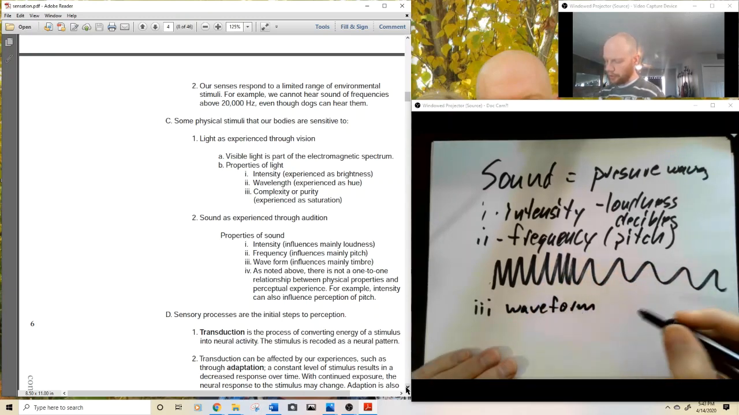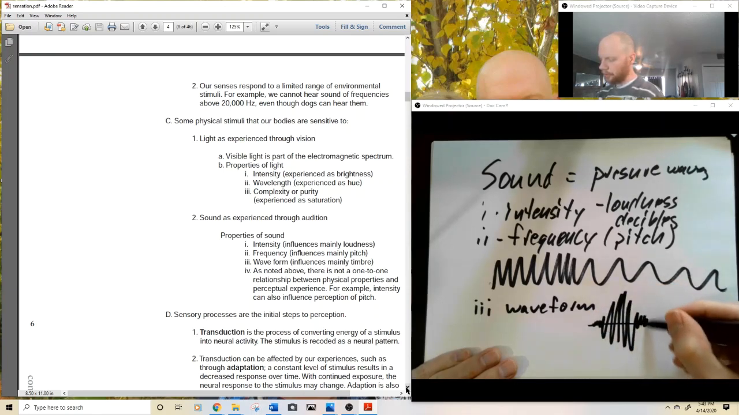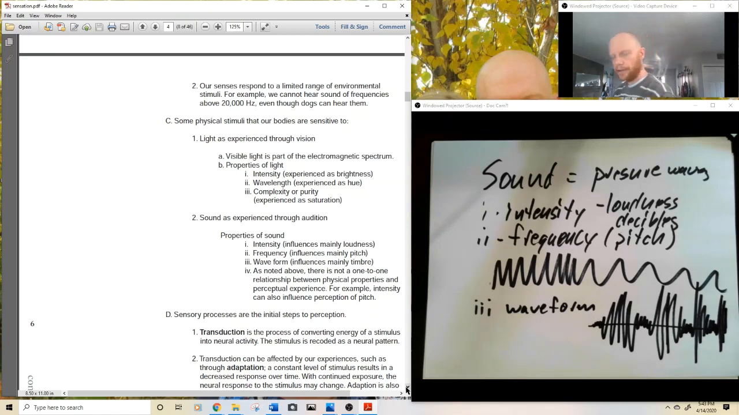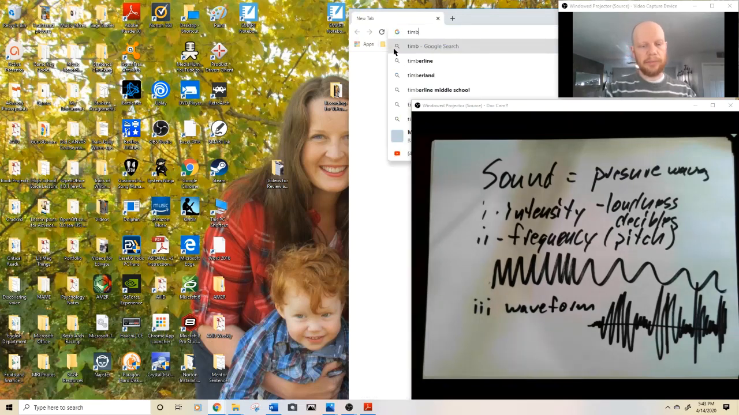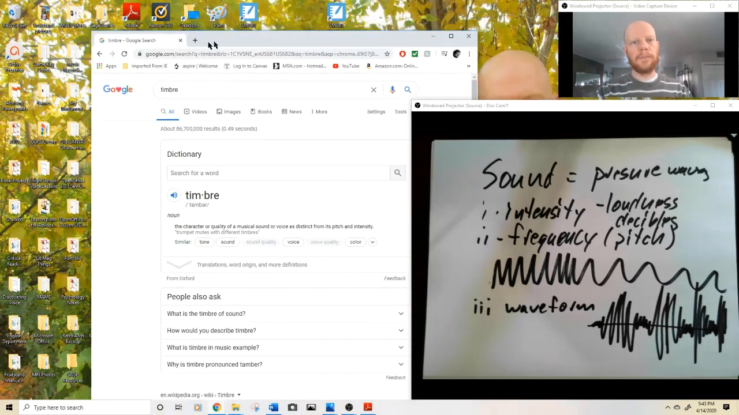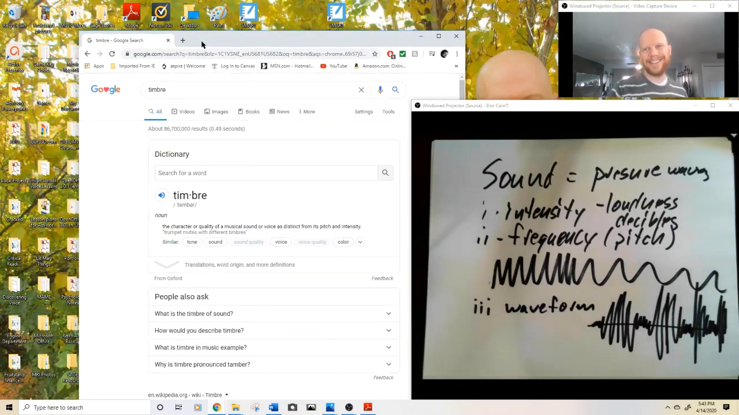Okay, you've seen it, you get a waveform and it looks kind of like this. That is the sound and the notes in it. What's a way to describe timbre? Let's just look up the definition of timbre, and that'll help us. The character quality of a musical sound or voice as distinct from its pitch or intensity.